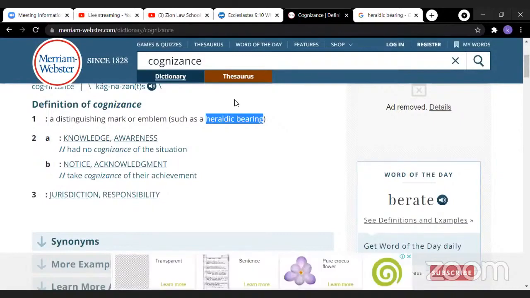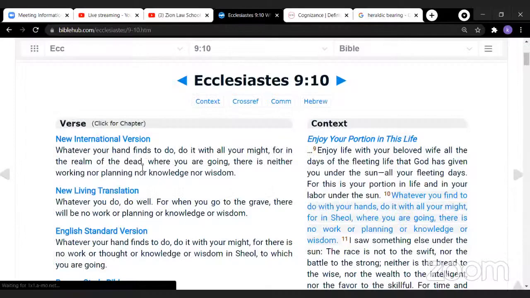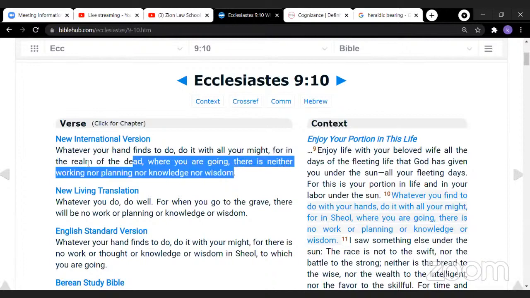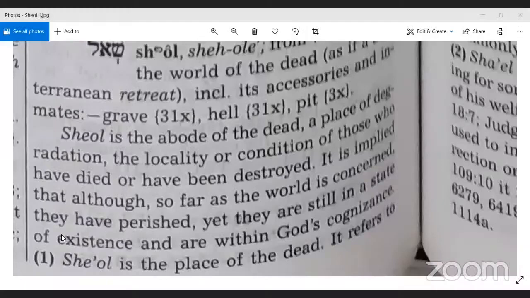Okay, so going back, I don't know why I didn't make this connection before. So how can this then be, if we are not conscious, if we're not still in existence? Y'all see it? Because the conjunction "and" makes two separate things. It says, yet they are still in a state of existence and are within the Most High's cognizance.